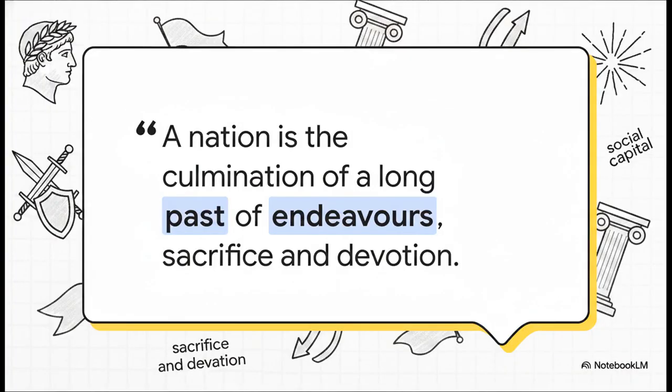And finally, Section 5, Renan, what is a nation? This leads us to a fascinating lecture given at the Sorbonne in 1882 by a French philosopher named Ernst Renan. Guys, examiners absolutely love this guy for 3 or 5 mark long answer questions, so heads up.